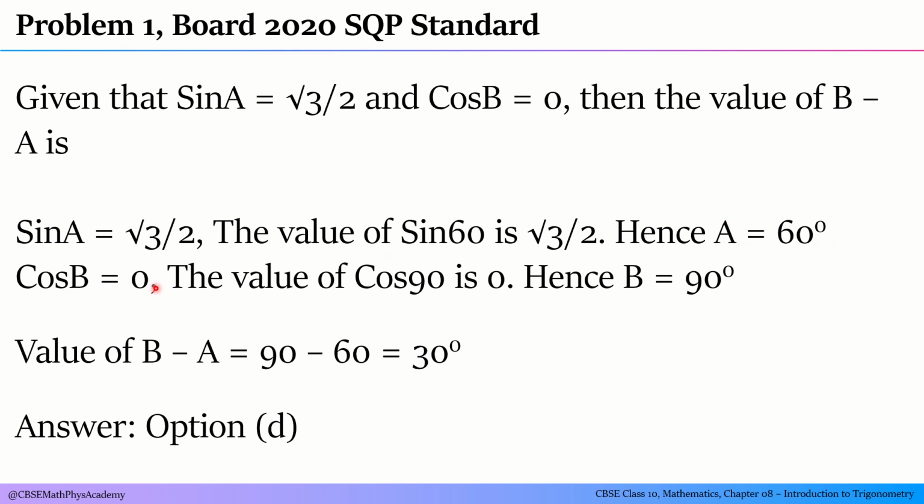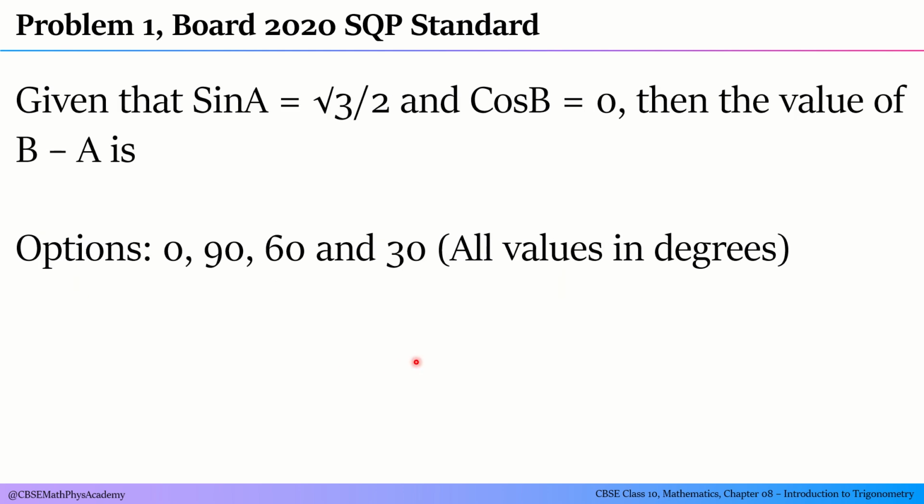Similarly, cos B is 0. The value of cos 90 is 0. Hence B is 90 degrees. All you now need to do is subtract B minus A. The value of B minus A is 90 minus 60, which is equal to 30 degrees, which is option D, your right answer.